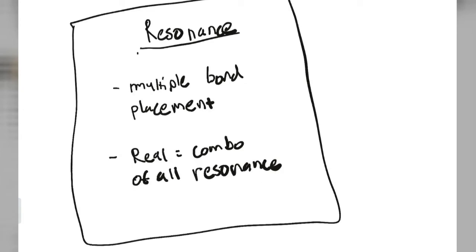Now, a topic we have to cover is resonance structures. So essentially, some of these Lewis structures will have multiple ways that bonding can occur. For example, a double bond could be in 2 different places at once. So we'll see that in the next example. But essentially, in real life, the molecular compound that exists is a combination of all the resonance structures.